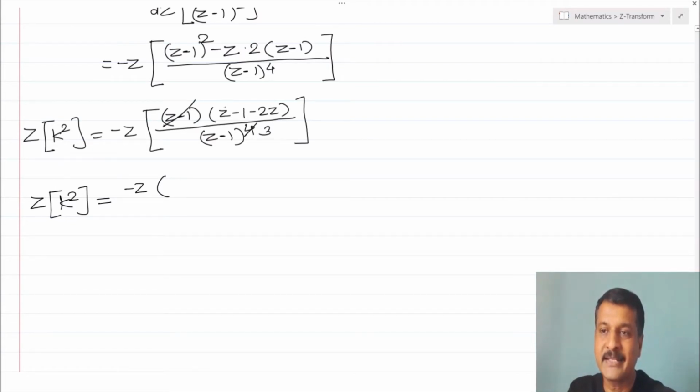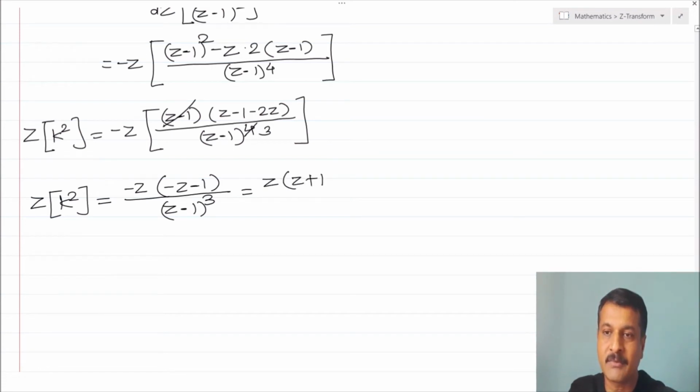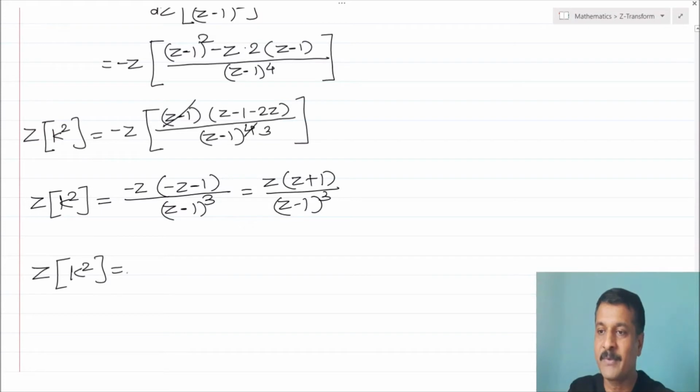So I am getting here z minus 2z, it is nothing but minus (z plus 1) whole divided by (z minus 1) cube. So that is equal to minus, take inside, so I am getting z into (z plus 1) upon (z minus 1) cube, which is your required z transform. So z transform of k square is nothing but z into (z plus 1) whole divided by (z minus 1) cube, required z transform.